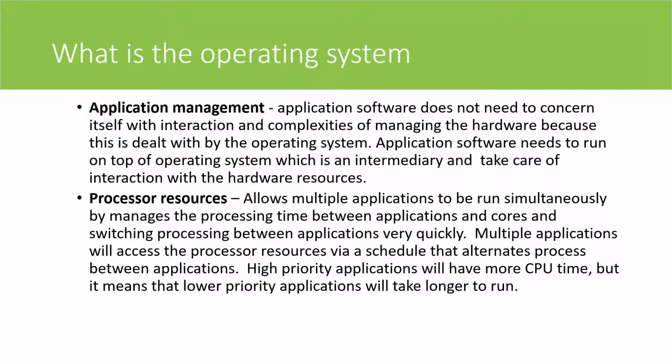The other role of an operating system is to deal with the processor resources. This allows multiple applications to be run simultaneously by managing the processing time between applications and switching processing between the applications very quickly. Multiple applications can access processor resources via a schedule that alternates the processing time. High priority applications can have more CPU time, but it means that low priority applications will actually take longer to run.